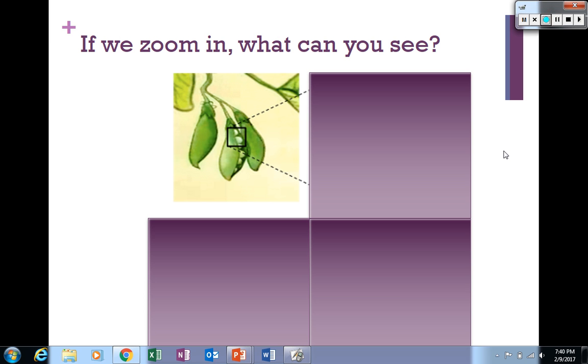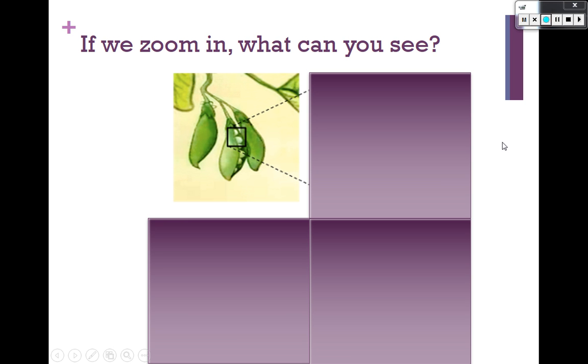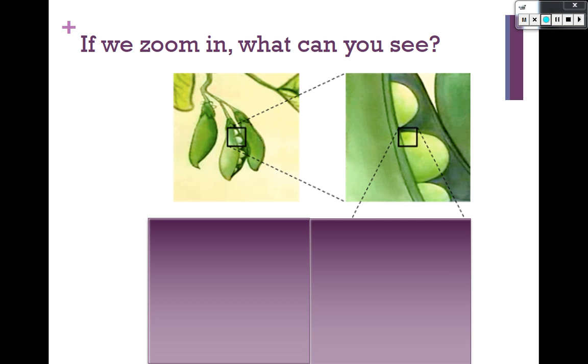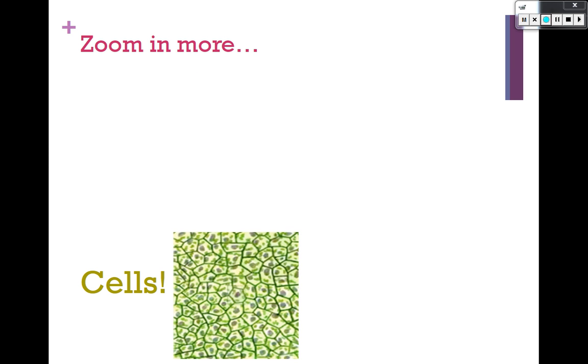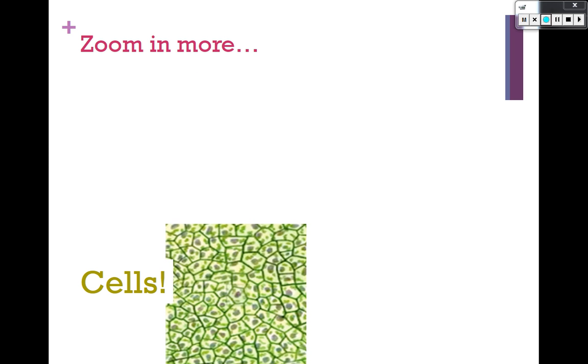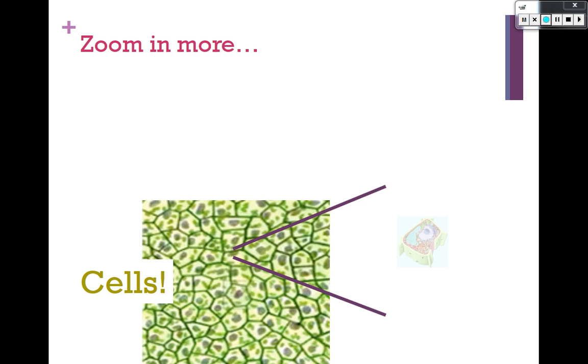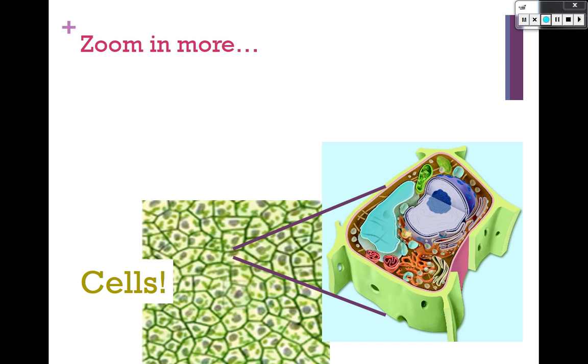So to understand what's happening, let's zoom in on a pea plant here, on a pea pod. If we zoom in, we get closer and closer until we see a bunch of cells. We've looked at plant cells under the microscope before. We looked at the Elodea leaf earlier this year, so this shouldn't be anything too new to us. If we zoom in even more, we will start to see individual plant cells.